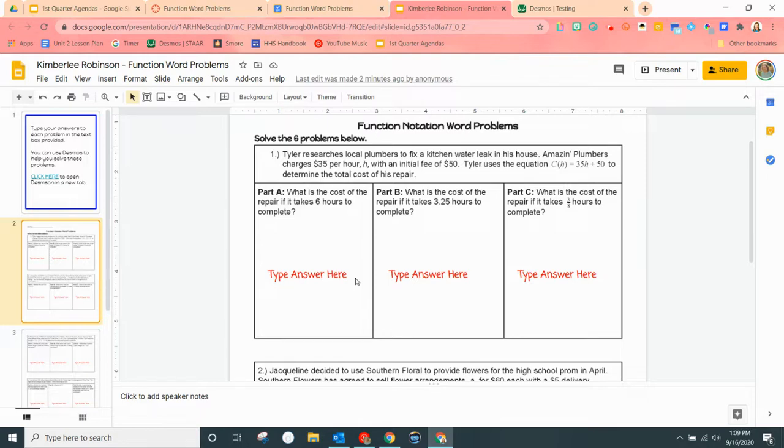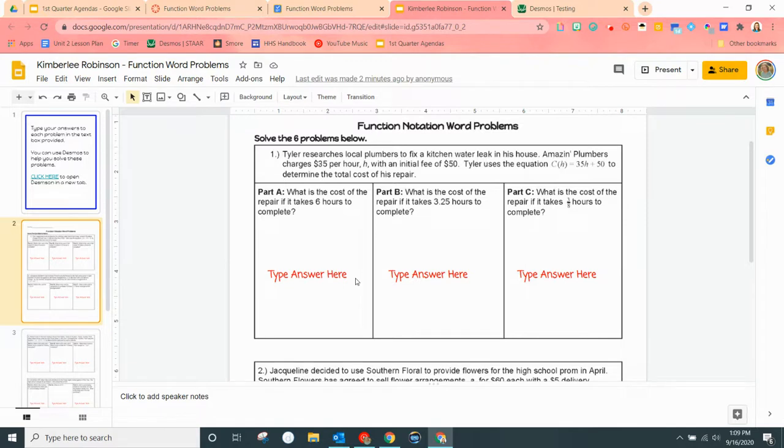Tyler uses this equation. Notice it says C of H. What's in the parentheses is your input, which is usually X, but they're using H in the place of X this time. So C of H equals 35H plus 50 to determine the cost of his repair. That is actually the equation that we wrote, except we just put C equals. Now they've given it to us with this function notation. They're telling us this is a function. What is the cost of the repair if it takes 6 hours to complete?